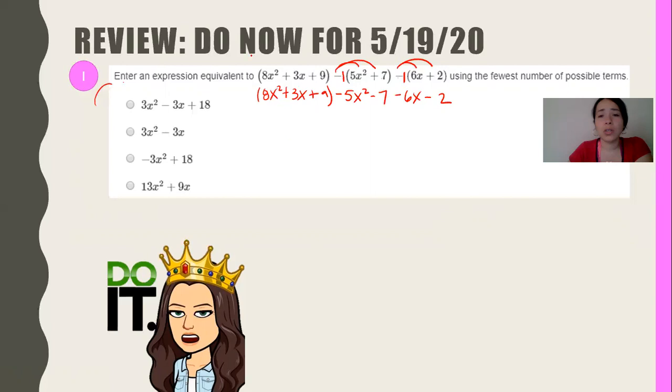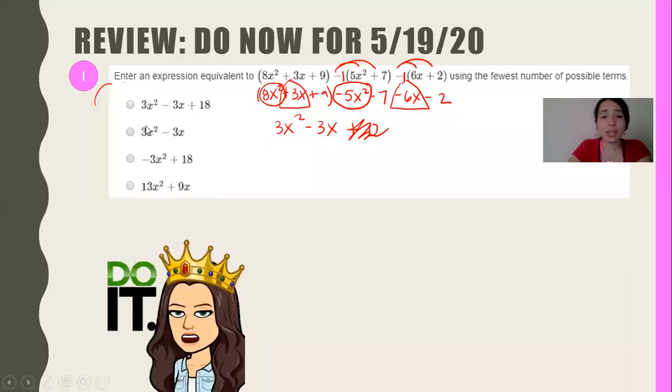This is where we used to circle the ones with x squared, maybe put a triangle around the x, and then combine the rest. So 8x squared minus 5x squared is 3x squared. 3x minus 6x is minus 3x. Plus 9 minus 7 is 2, and then minus 2 is plus 0. Do we need that plus 0 there? No, because it's just plus nothing. So we look to see if we have this answer on there.